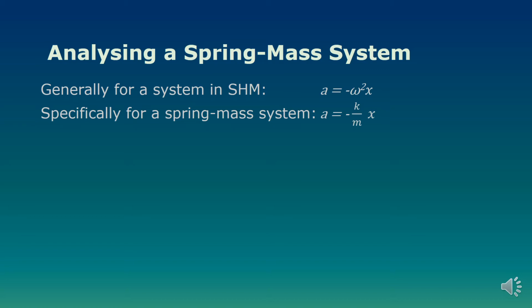So if we look at those two equations we had, which was the general equation for any system in simple harmonic motion, where the acceleration is equal to minus omega squared, so the angular frequency squared, multiplied by displacement. And then specifically for the spring mass system, we've got the acceleration is minus k over m x, so that being the stiffness of the spring over the mass multiplied by the displacement.